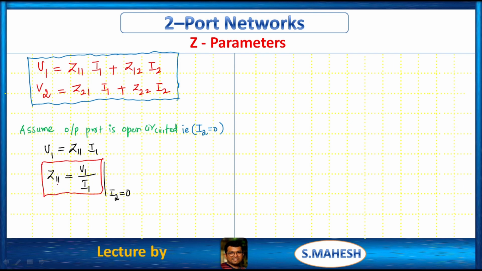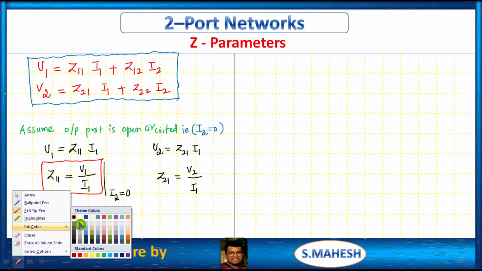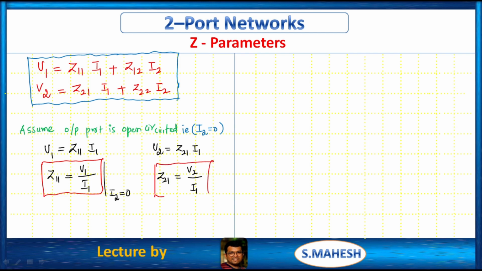This is Z11. Clear? Like that, when I2 equals 0, from the second equation, V2 equals Z21 I1. From this, Z21 equals V2 by I1, right? Simple. The notation is Z21. This 2 represents voltage, this 1 represents current. That is output voltage by input current. Like that, Z11 means, obviously impedance is V by I, that is input voltage by input current, when I2 equals 0, that is open circuited output. That's it. Now the output side is completed.